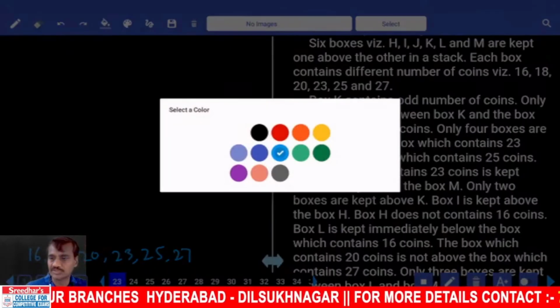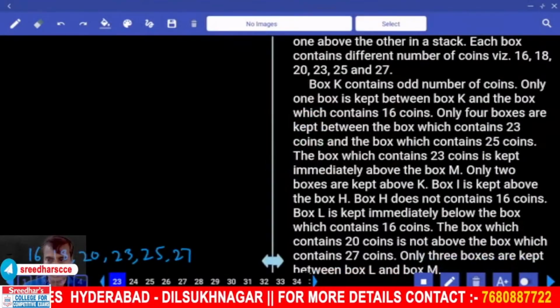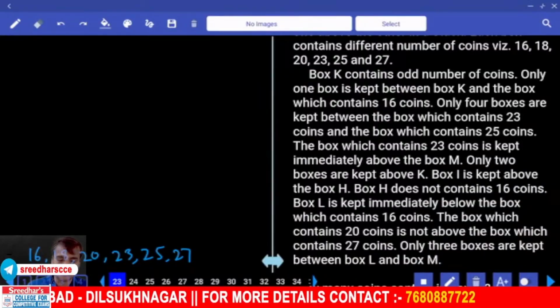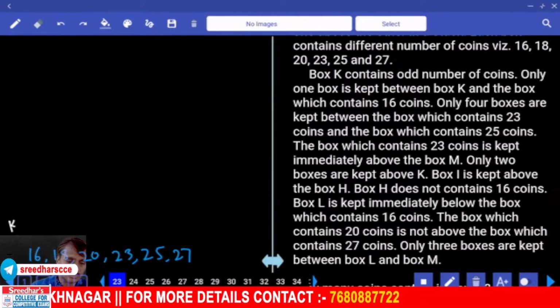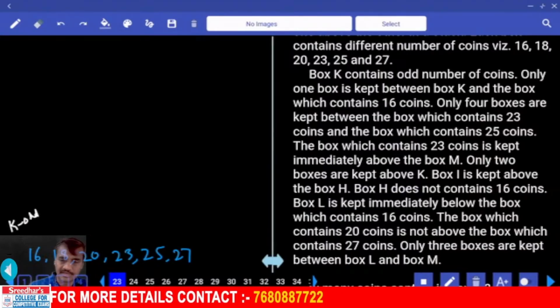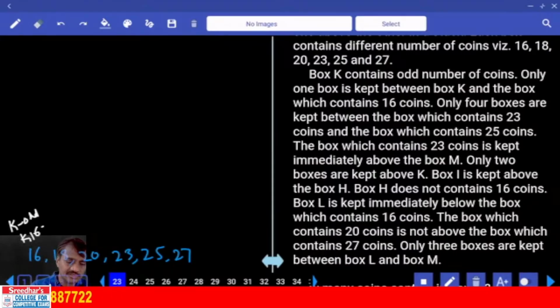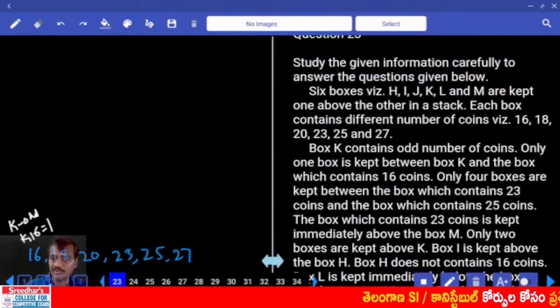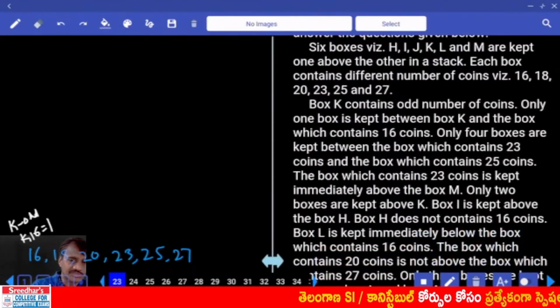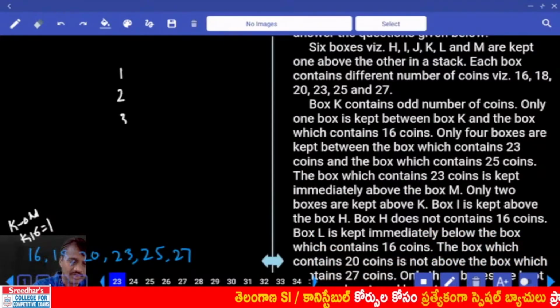These 6 boxes are stacked one above the other, and K contains an odd number of coins, and only one box is between K and 16. Now between K and 16 there is exactly one box. And only 4 boxes between 23 and 25. Now how many boxes are there? Only 6, so there are only 4 between them.